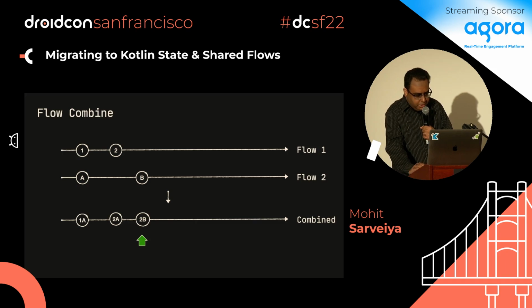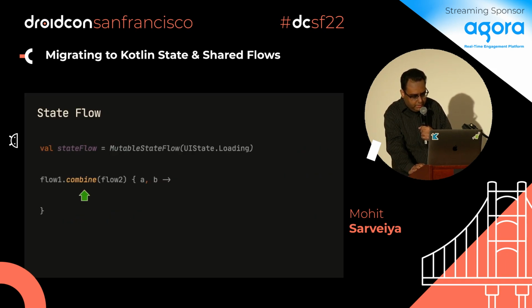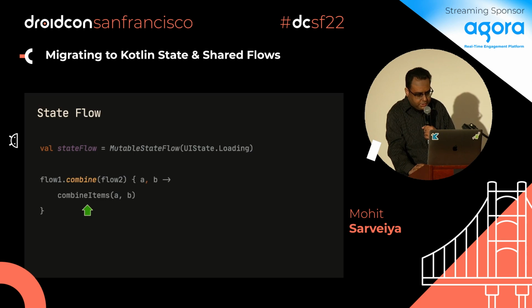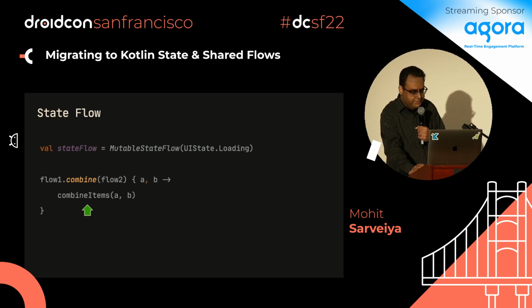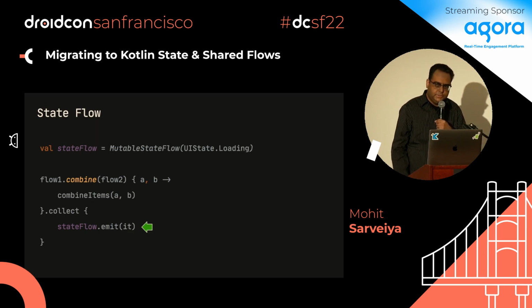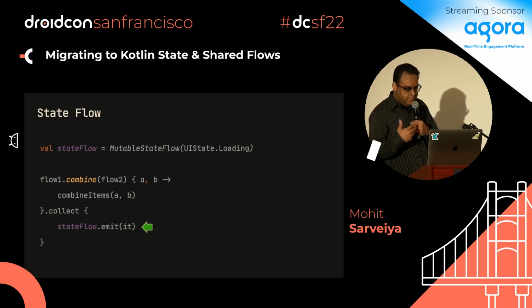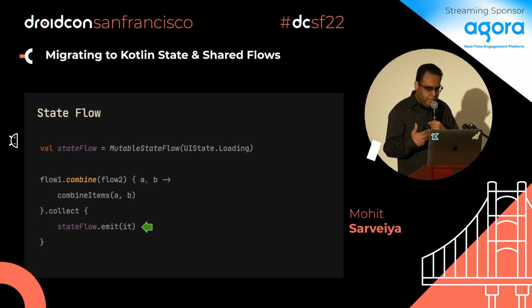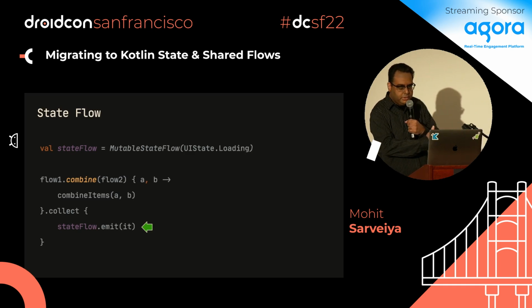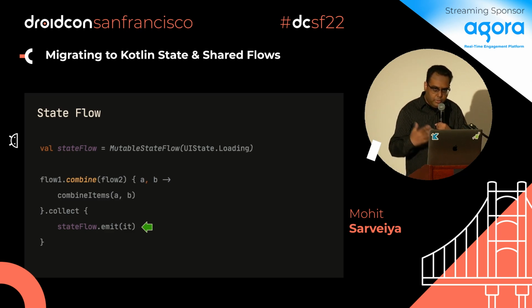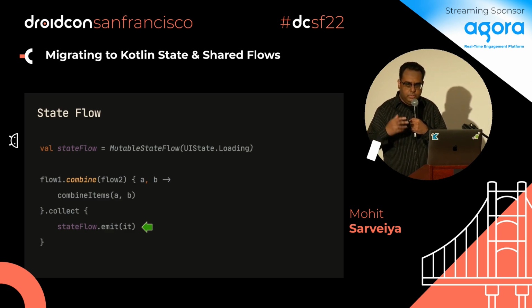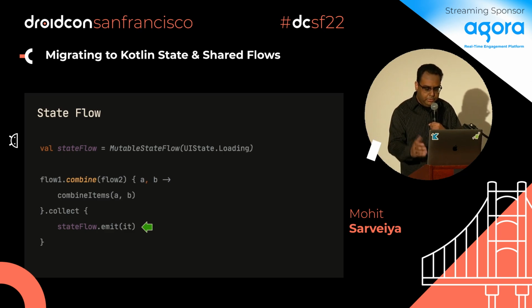And you're merging flows together on your view model side. So you would define some form of logic to come up with the UI state, and then you would collect, and then you could push to the state flow. So that's one way to do that. There are other ways that I'll show you, that people use, to create a state flow with combine without using collect and without emitting.